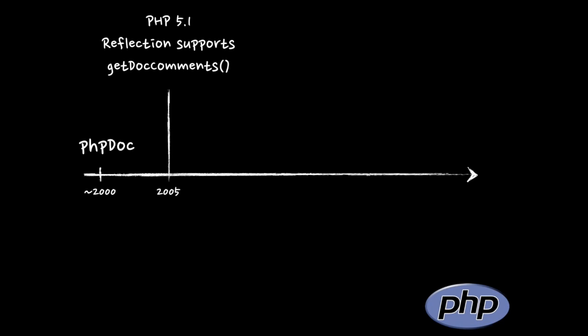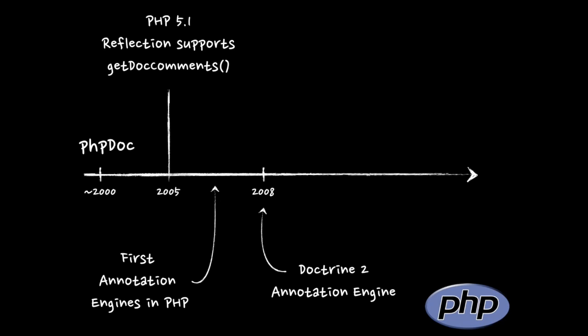Which means somewhere after that, between 2005 and 2008, the first annotation engines started popping up in PHP. Now, these didn't get much traction. I can't remember the name of the framework now, but it was something with a strawberry. And it was the first one to actually introduce the use of some sort of annotation in this form. But annotations really took off in 2008 with the introduction of Doctrine 2.